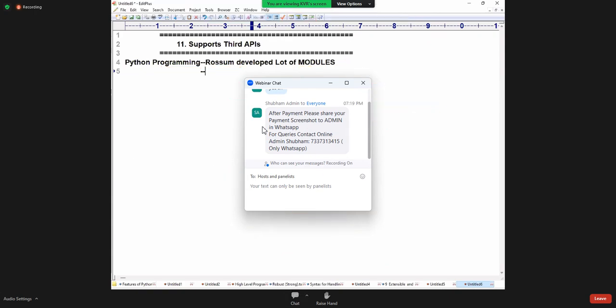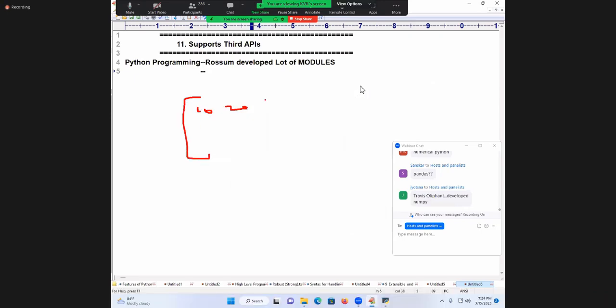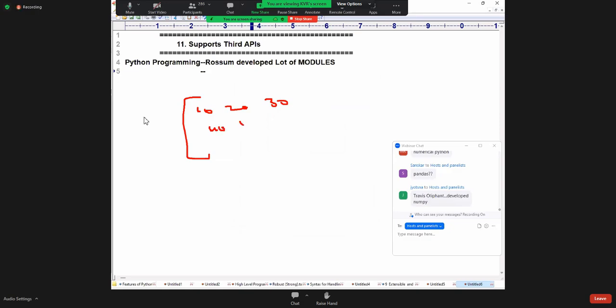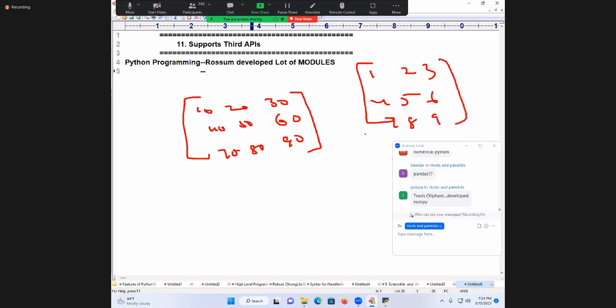One more thing I'm going to say. Look, students: 10, 20, 30, and then 40, 50, 60, 70, 80, 90. What is this called? Matrix. What is a matrix? A collection of rows and columns is called a matrix. Whose dimension is called what? 3 by 3. And there is one more matrix: 1, 2, 3, 4, 5, 6, 7, 8, 9. Right or not? This is another matrix.